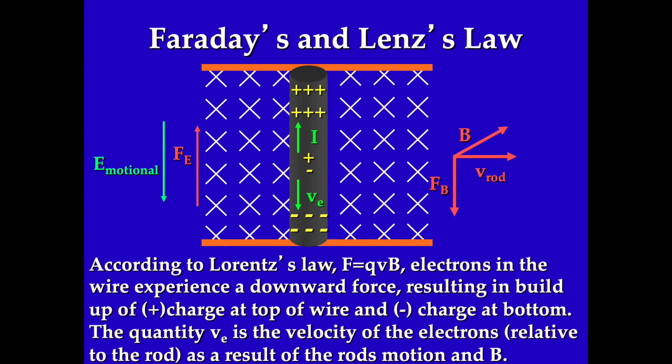And in this particular case, with the rod moving to the right, the magnetic field pointing into the board, the current is going to be upward. In other words, you're going to get a counterclockwise current because the electrons are going to go through the rails too. So you will get a counterclockwise current in this particular case.